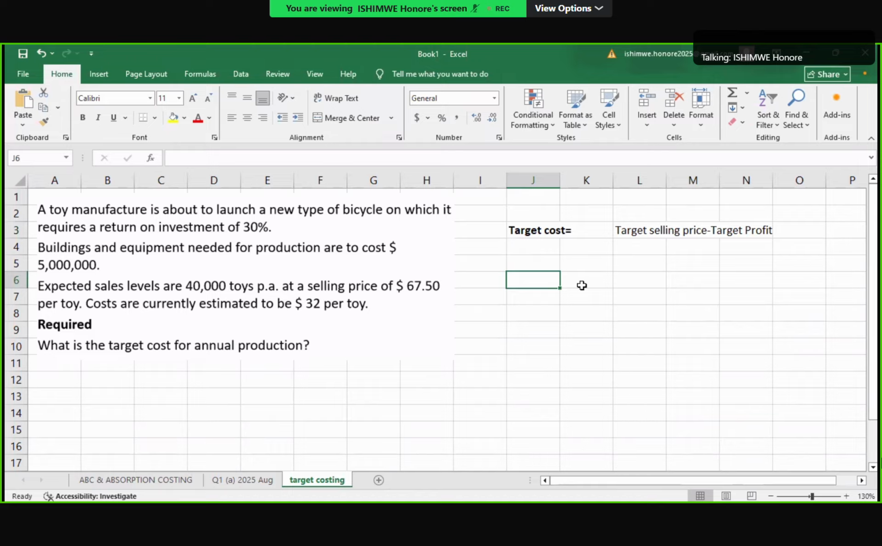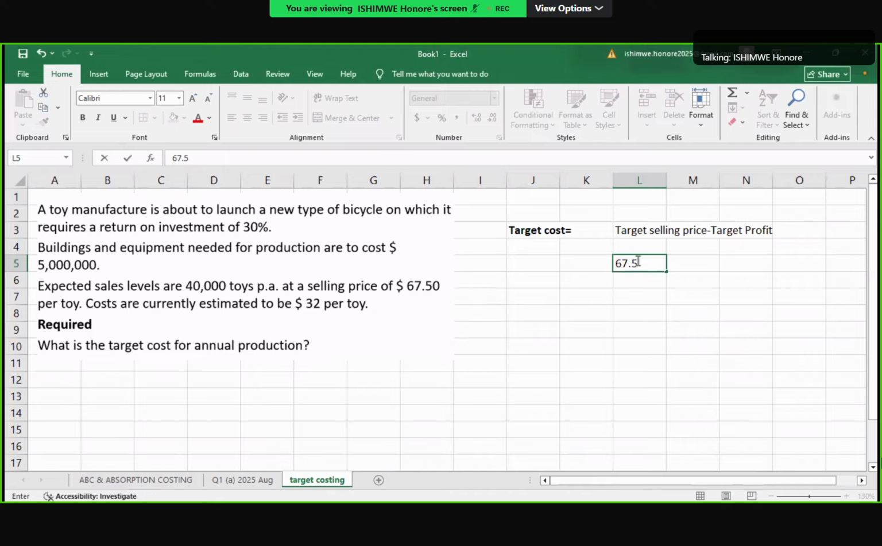Now, in our question, do you have a selling price? You analyze and see what you have. Return on investment is 30%, and you have building and equipment, which is part of our total asset investment, or the asset employed. Then expected sales levels are 40,000 toys. You have a selling price of 67.5, which is for one unit, not for annual production. We can determine target cost for one unit, then multiply by the whole 40,000 toys.